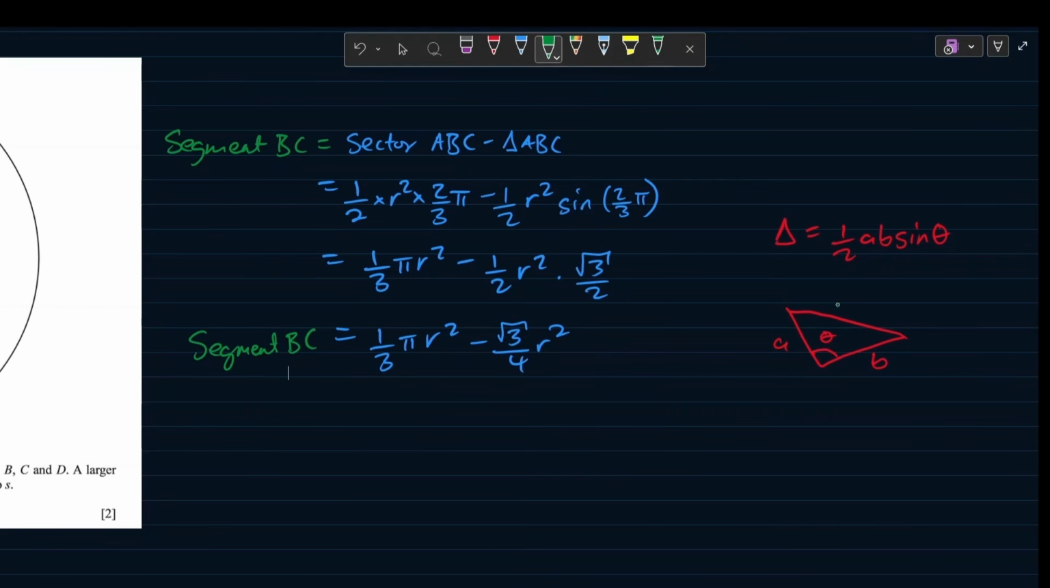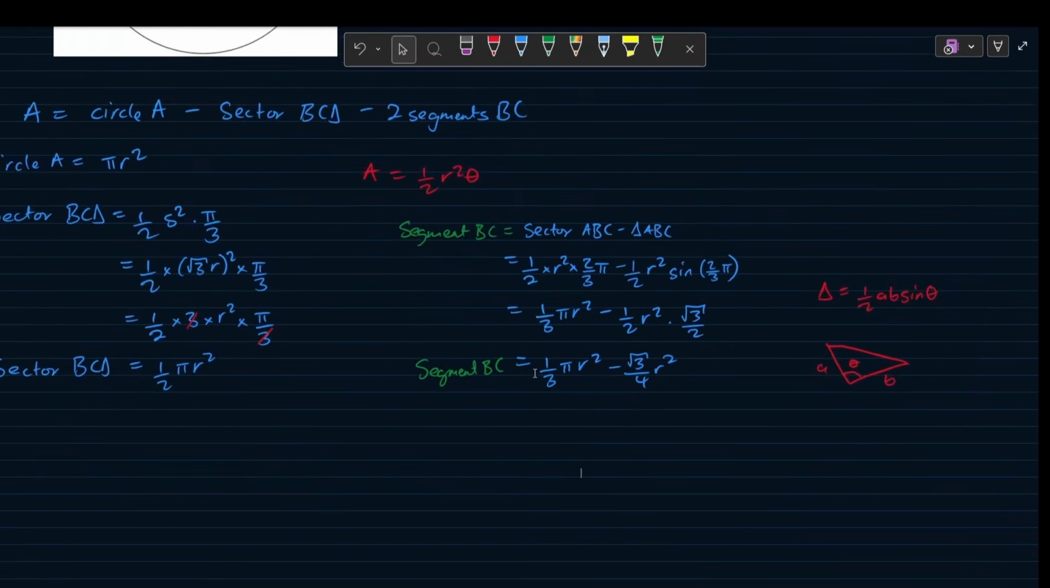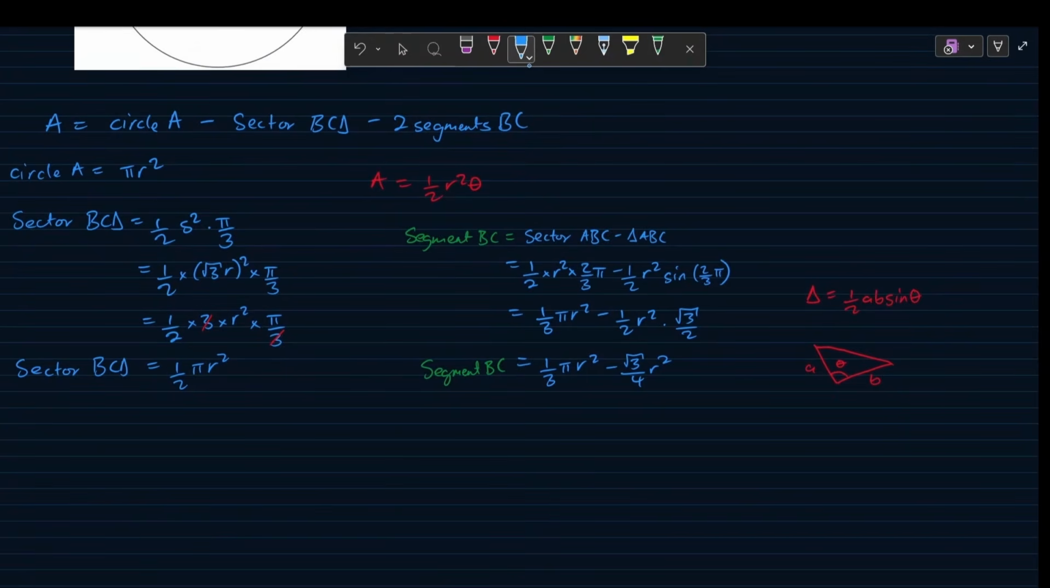Right, so let's take this down. Okay, so now we have all the information that we need to get our area. So we said our area is going to be the circle A, which has the area pi r squared, minus the sector BCD, which is a half pi r squared, minus 2 times segment BC. We know that segment BC is 1 over 3 pi r squared minus root 3 over 4 r squared.